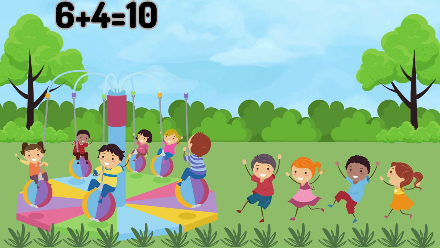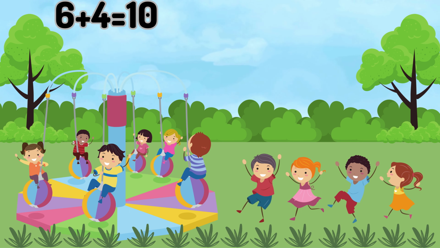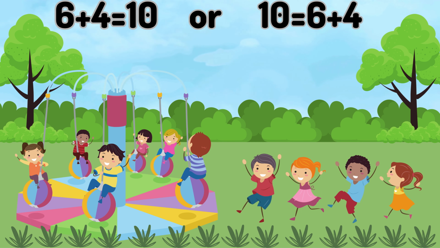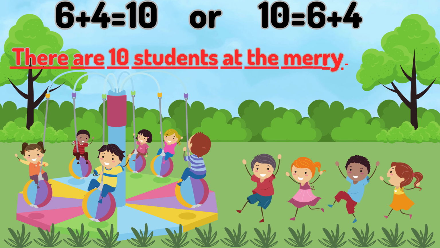6 plus 4 equals 10. Or 10 equals 6 plus 4. There are 10 students at the merry-go-round.